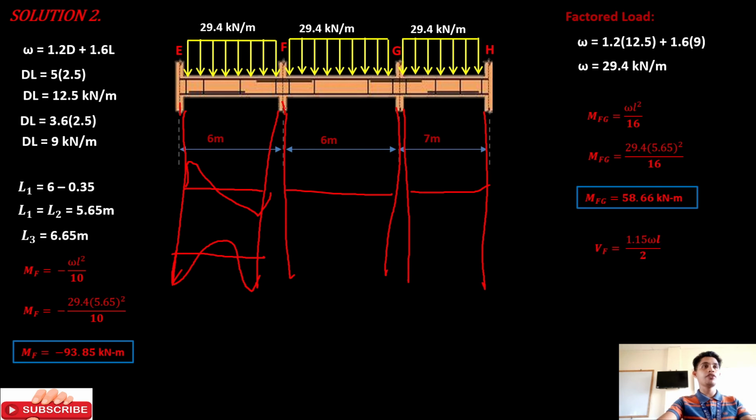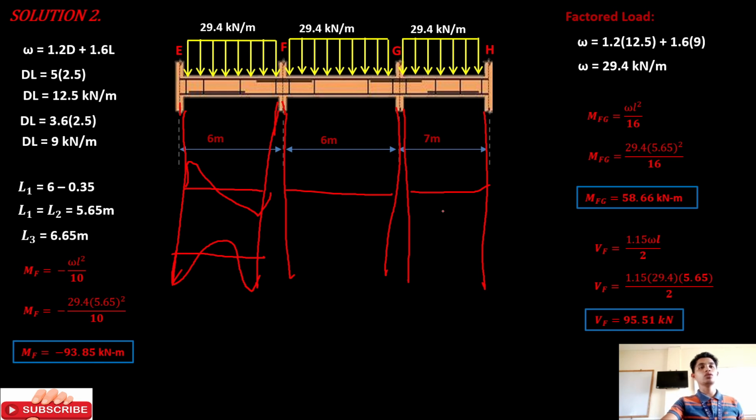Yung shear at F, diba, is shear in end members at face of the first interior support, dadagdagan tayo ng 15%. So, 1.15 WL over 2. Ang gagamitin natin span dyan is yung clear span na 5.65. 1.15 times 29.4 times 5.65 divided by 2. That will be 95.51 kN.